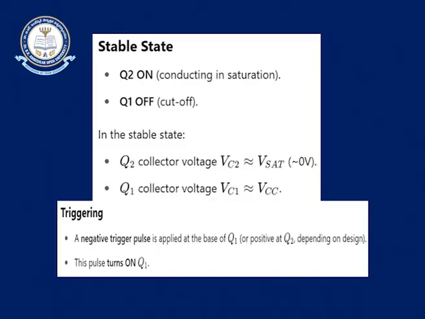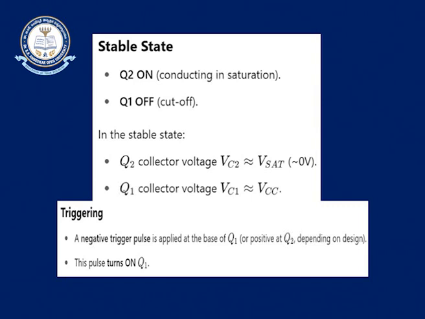So, for the conducting state, meaning the on state, one transistor is in cutoff condition. The collector voltage, that is VC2, goes to the saturation voltage, approximately 0 volts, and the other transistor's collector voltage, VC1, is approximately equal to VCC.